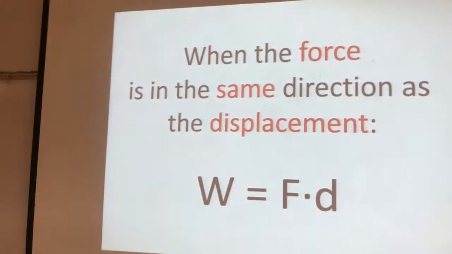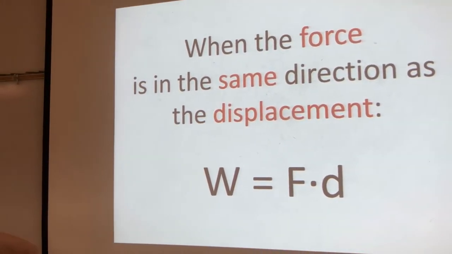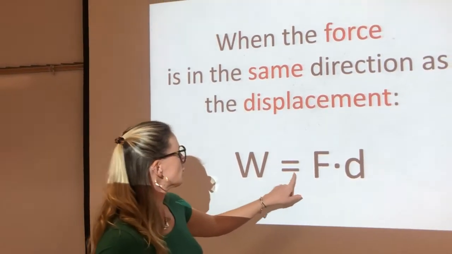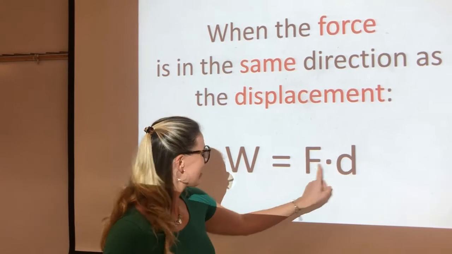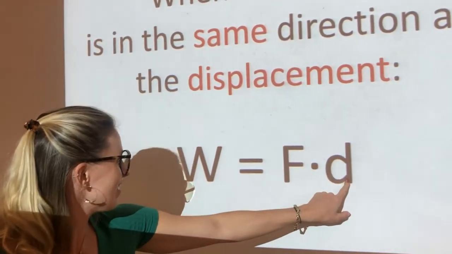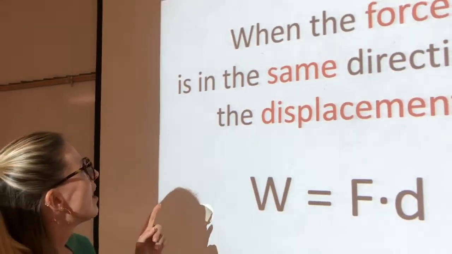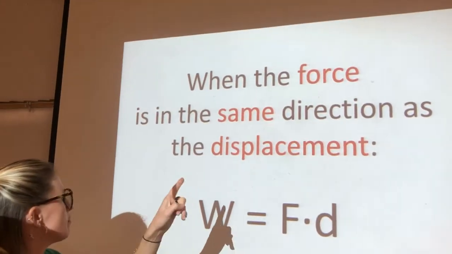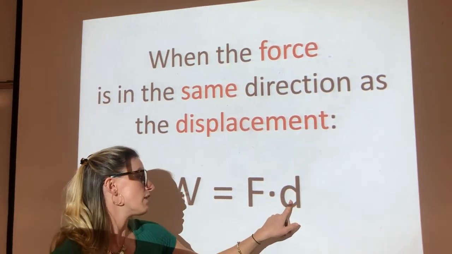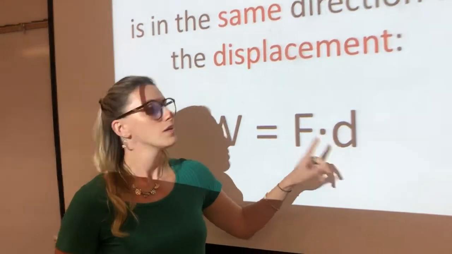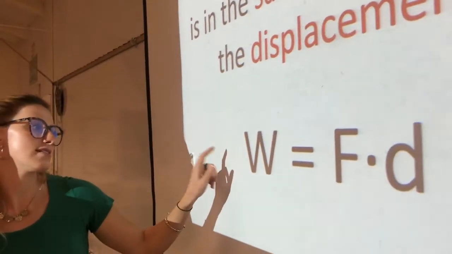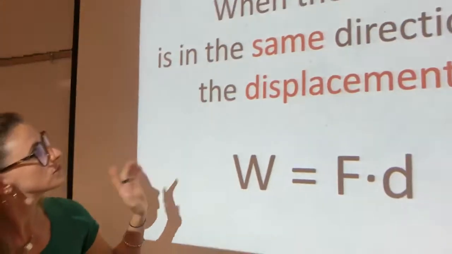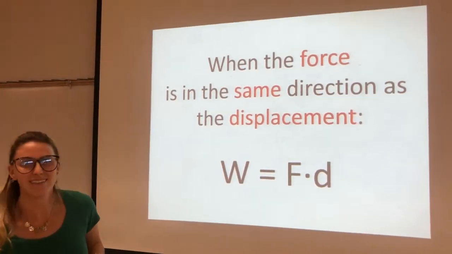When the force is in the same direction as the displacement, work equals force times distance. It's how much force you're exerting and how far it goes while you're exerting the force. And one thing to keep in mind is force and displacement are both vector quantities. Vector times a vector is going to give us a scalar quantity. So work doesn't actually have direction.